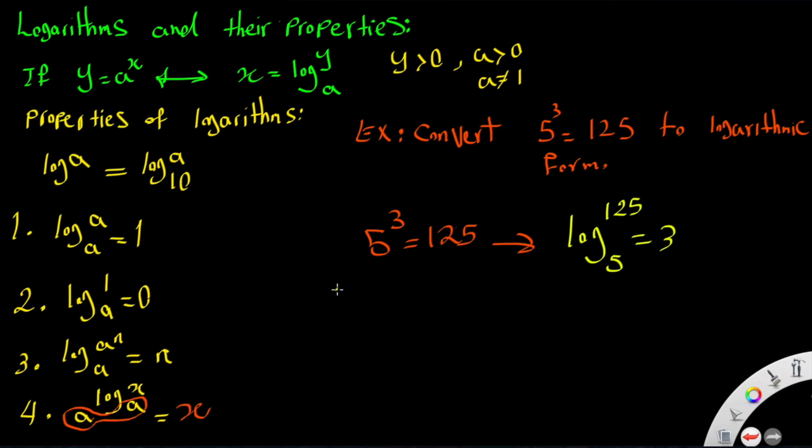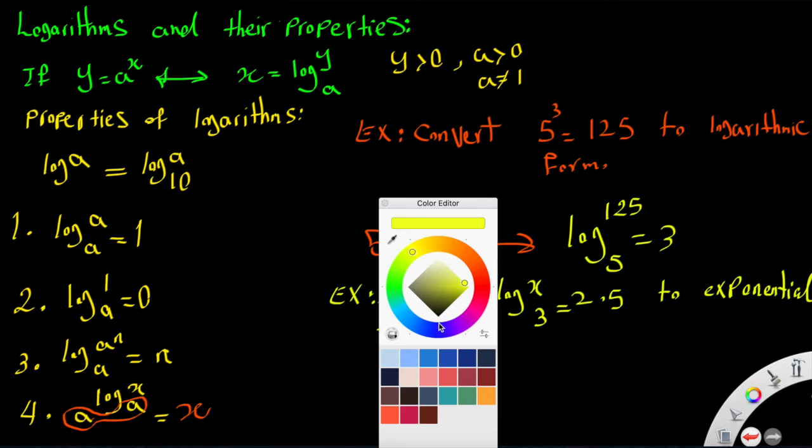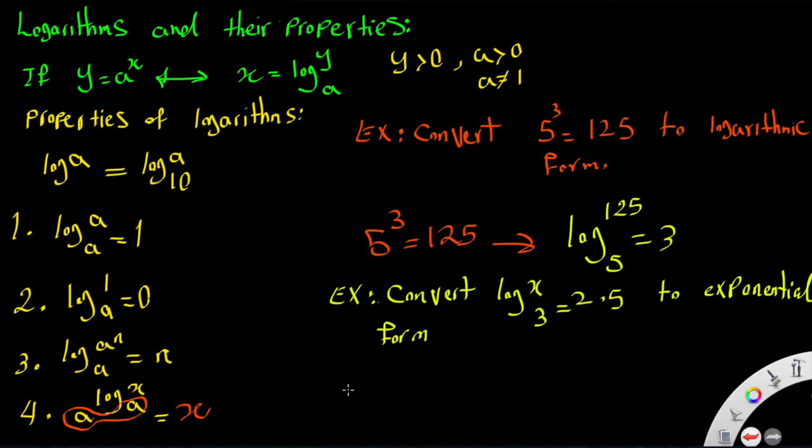Now let's see another example. Example 2: convert log of x to the base 3 is equal to 2.5 to exponential form. So I write log of x to the base 3 is equal to 2.5, so 3 to the power of 2.5 will be equal to x.